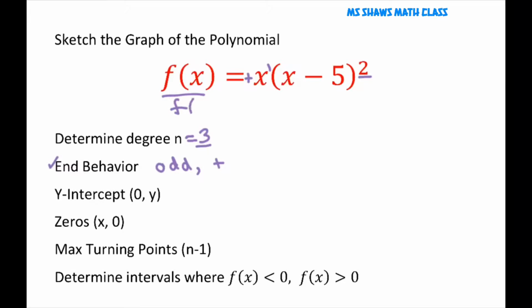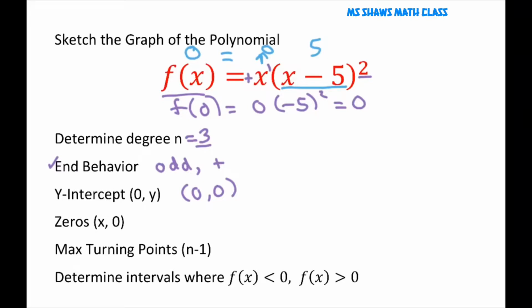Our y-intercept is when x is 0, so you plug that in. So that equals 0, so we have 0, 0. Our zeros are when y is 0, so x could be 0, and for this factor, it would be 5. So we have 0, 0 with multiplicity equal to 1, and this one is 5, 0, with multiplicity of 2.